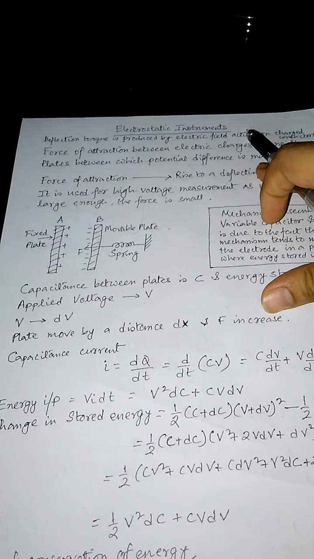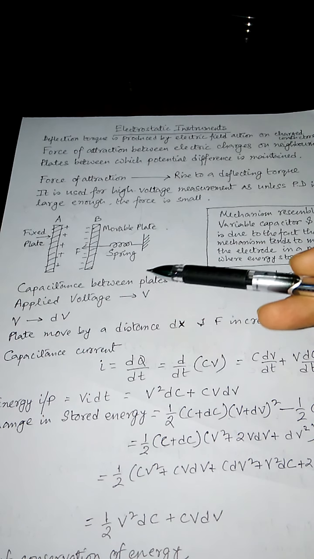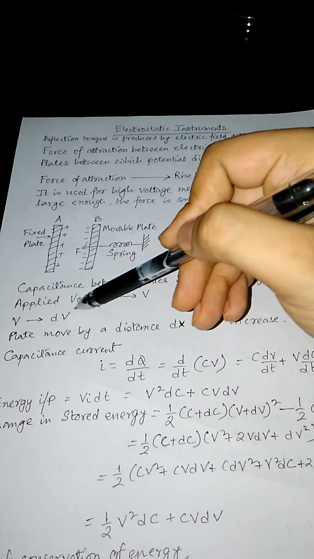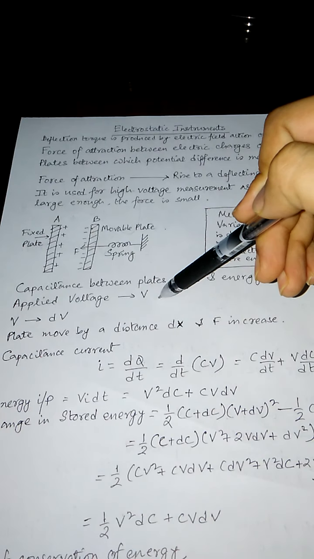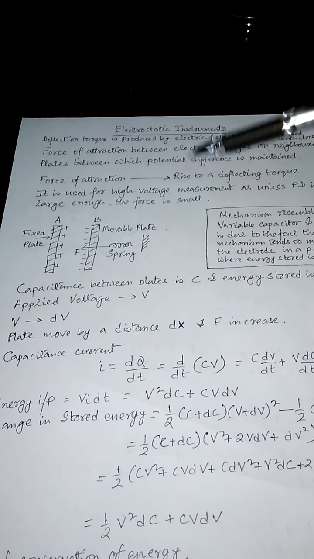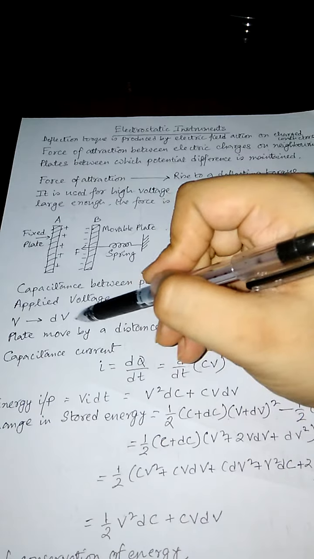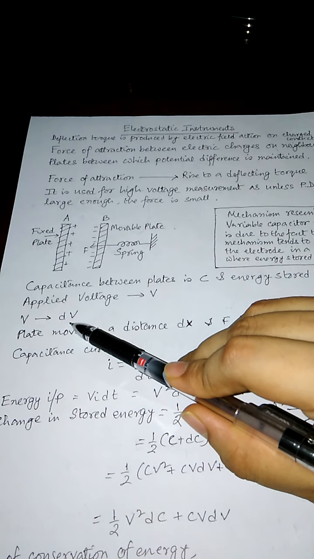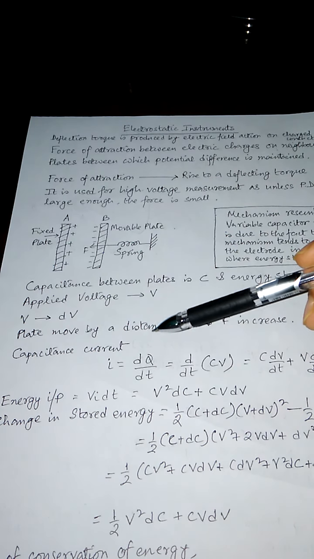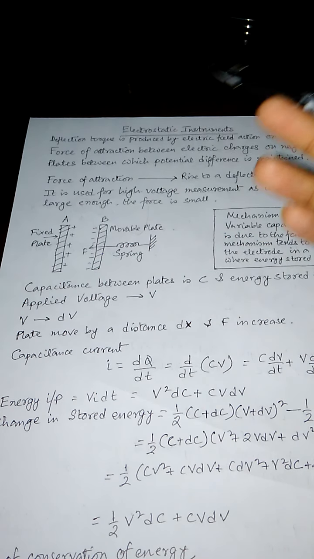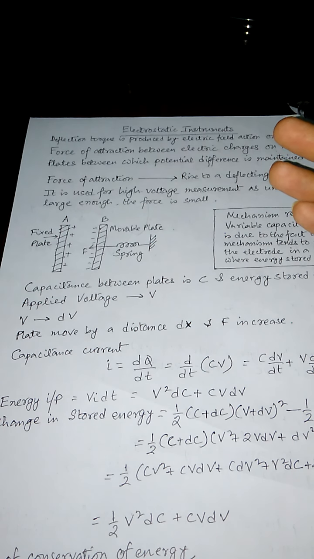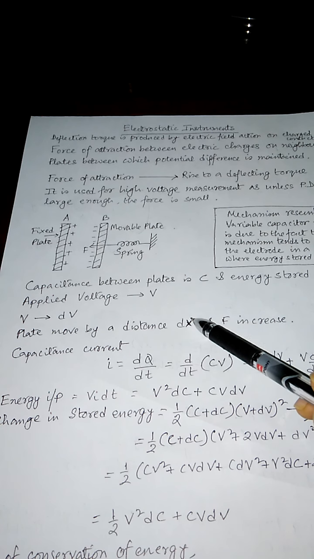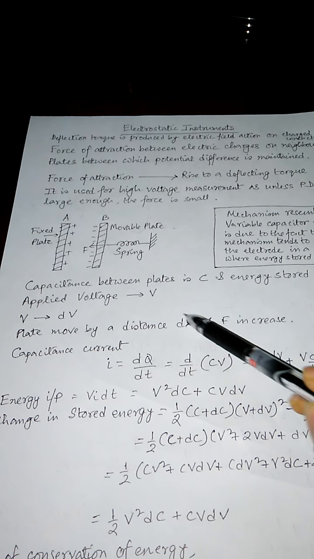Now suppose an increment of voltage occurs in this region. Up to now the applied voltage is V. When there is an increment of voltage, V changes by dV, where dV is the voltage increment. For this voltage increment there is a force, a deflection torque produced, and the plate moves by a distance of dx, that means a small distance increment.